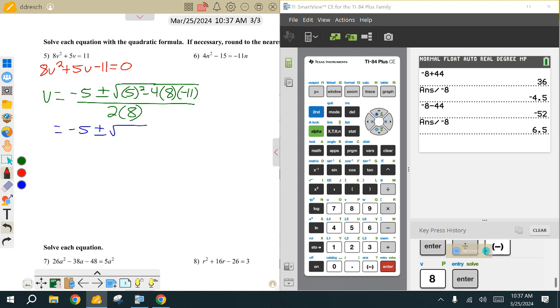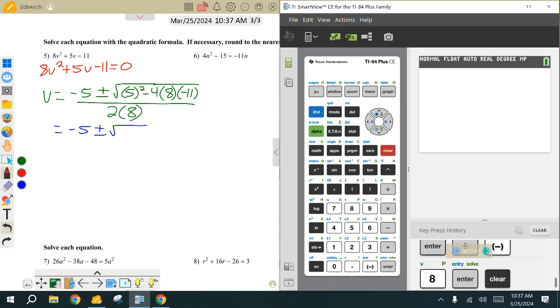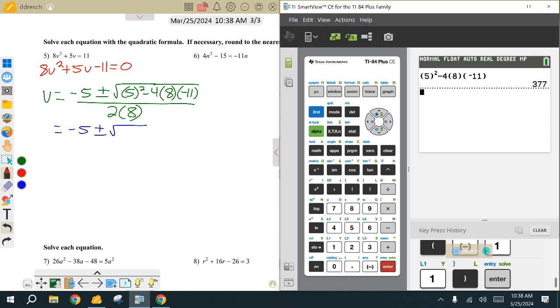Go determine that discriminant's value then. 5 squared minus 4. All right, what's a? 8. What's c? Negative 11. Somebody check me. 377 is what I got. And 2 times 8 I heard is 16.